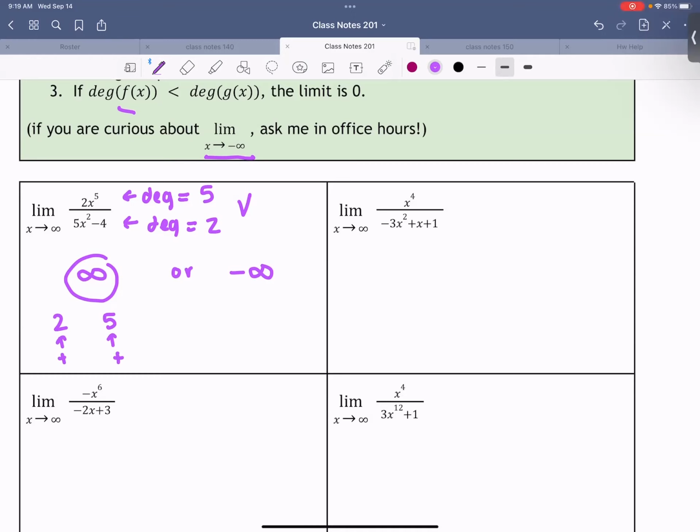They're both positive. So that's why we're getting positive infinity and not negative infinity. All right, next example, we got x to the 4th, degree is 4. X squared, degree is 2. Looks like we're exceeding in the numerator, so we got another infinity or negative infinity example. Which one is it? Positive, negative, good. We got 1 as our coefficient of the highest power on the top, -3 on the bottom. We've got a positive and a negative, so when we multiply, we're going to get negative infinity. Any questions so far?